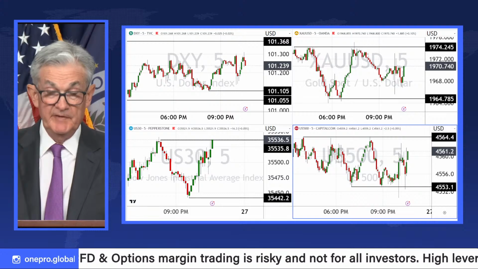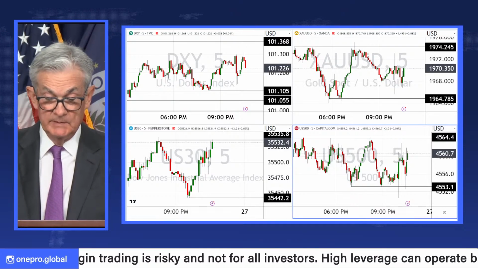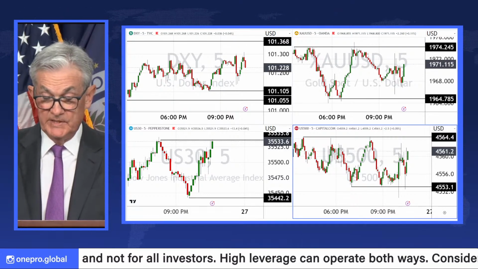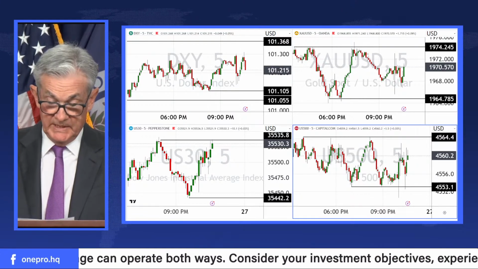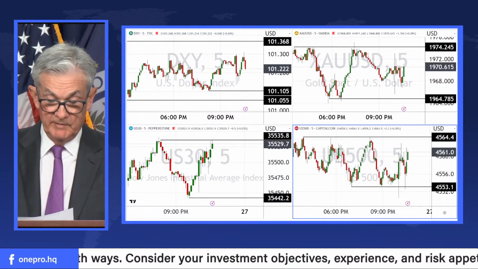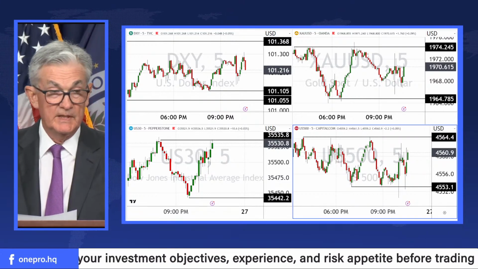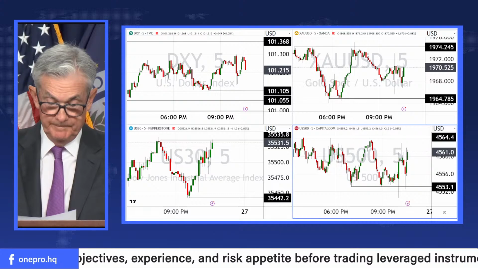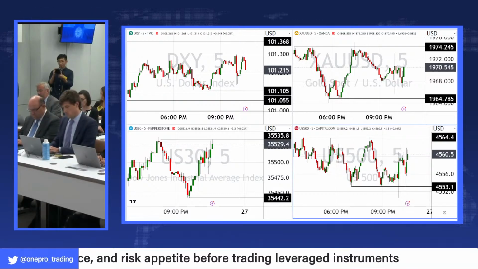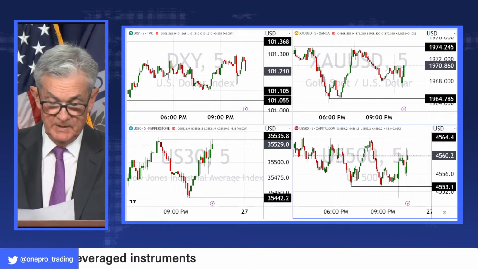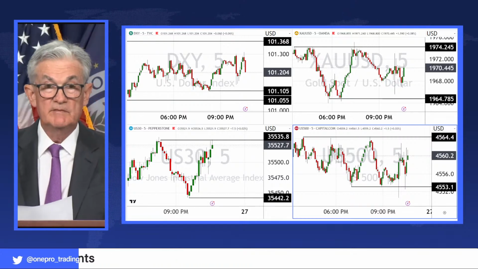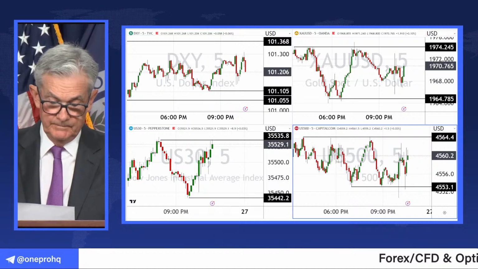We have been seeing the effects of our policy tightening on demand in the most interest rate sensitive sectors of the economy, particularly housing and investment. It will take time, however, for the full effects of our ongoing monetary restraint to be realized, especially on inflation. In addition, the economy is facing headwinds from tighter credit conditions for households and businesses, which are likely to weigh on economic activity, hiring, and inflation.